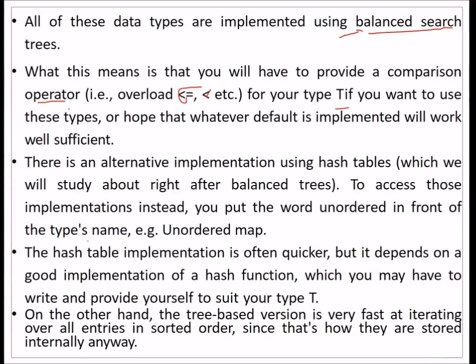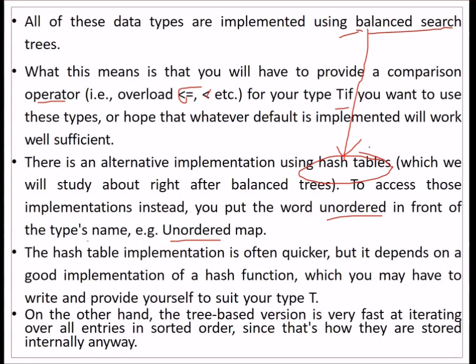And there is an alternative implementation also. Rather than BST, you have hash tables. We are also going to see this in a later session. To access that implementation, you put the word unordered in front of the type's name. So whenever you want this implementation, you prefix the word unordered in front of map.